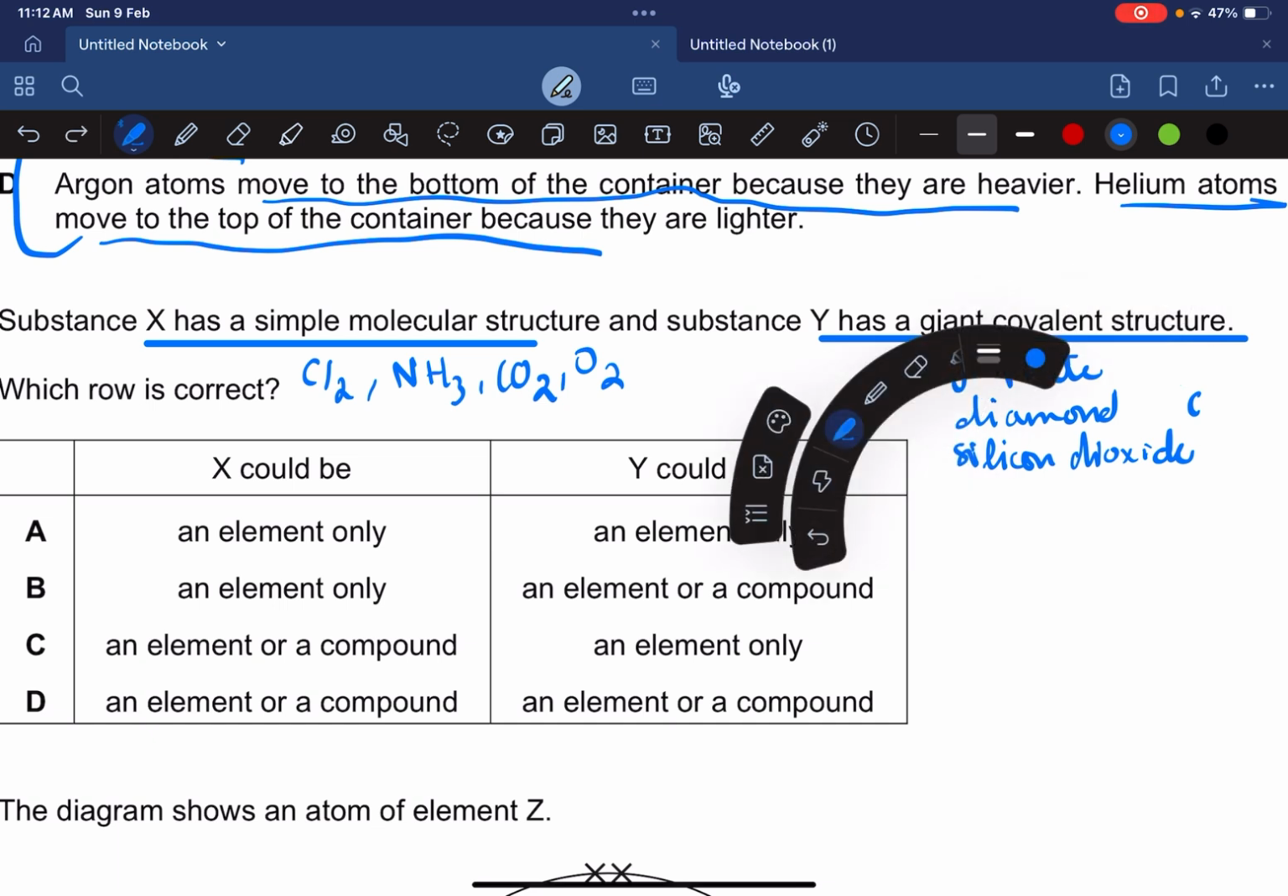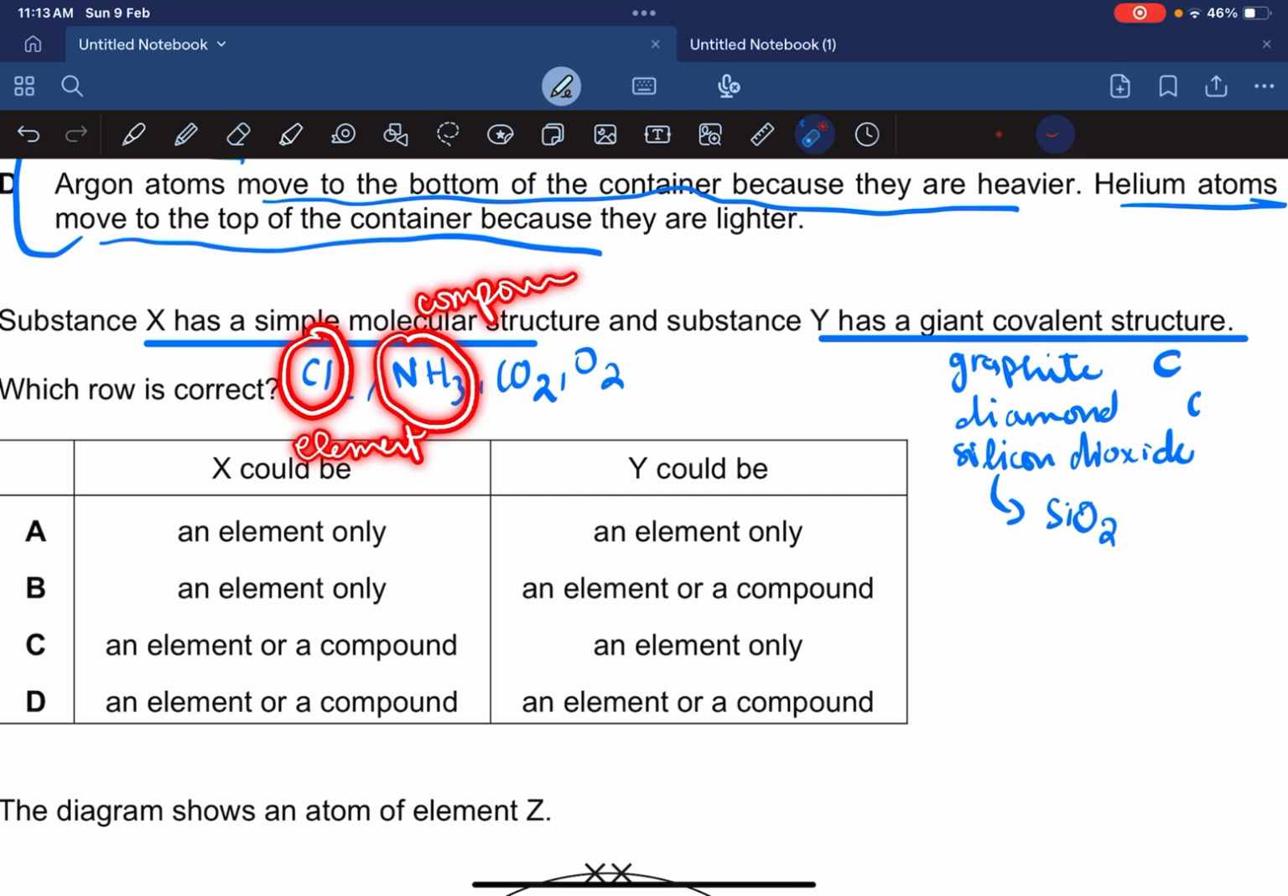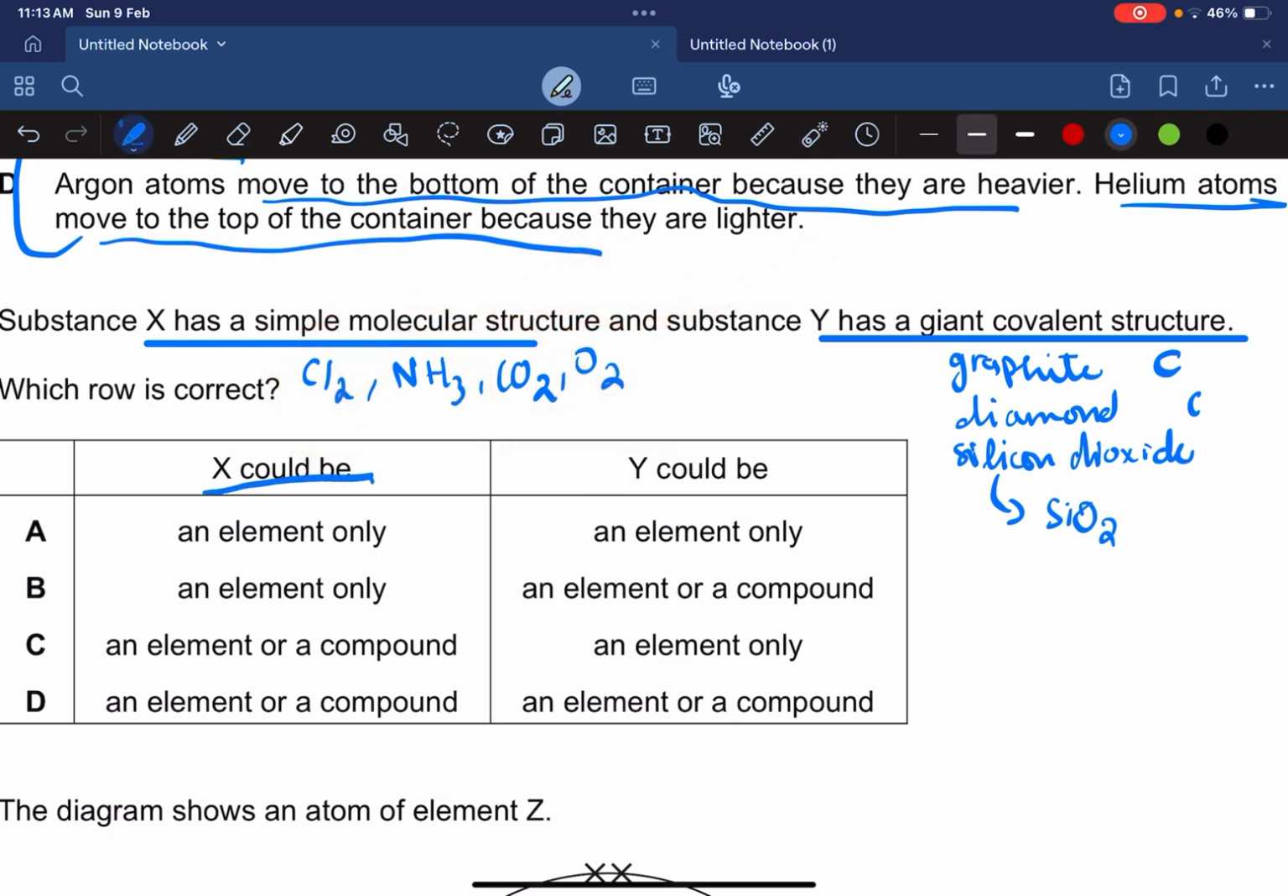Graphite is pure carbon and silicon dioxide is SiO2. If I check for simple molecular structures which I have labeled, this chlorine is an element, this ammonia is a compound, this carbon dioxide is also a compound, and this oxygen is an element. So for simple molecular structures we have both elements and compounds, so either X could be an element or a compound.